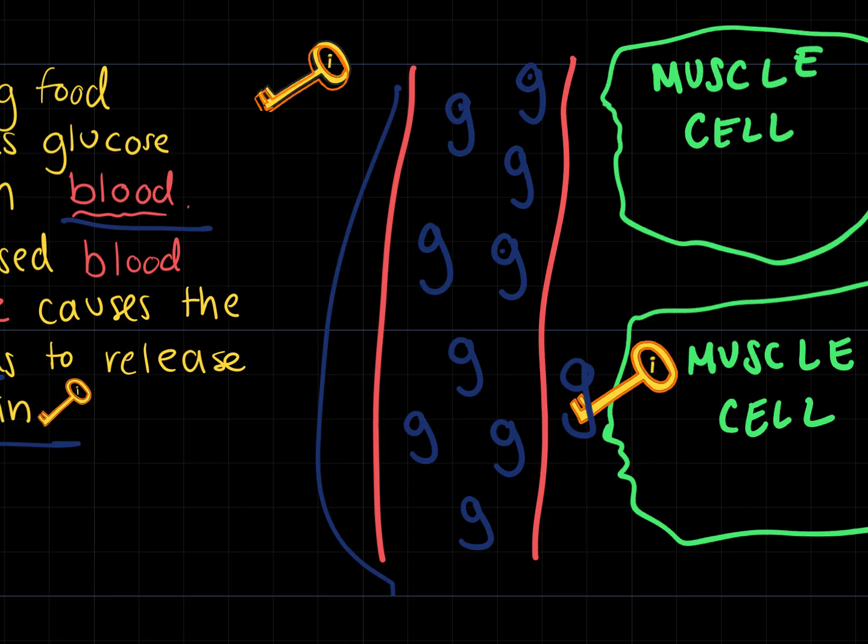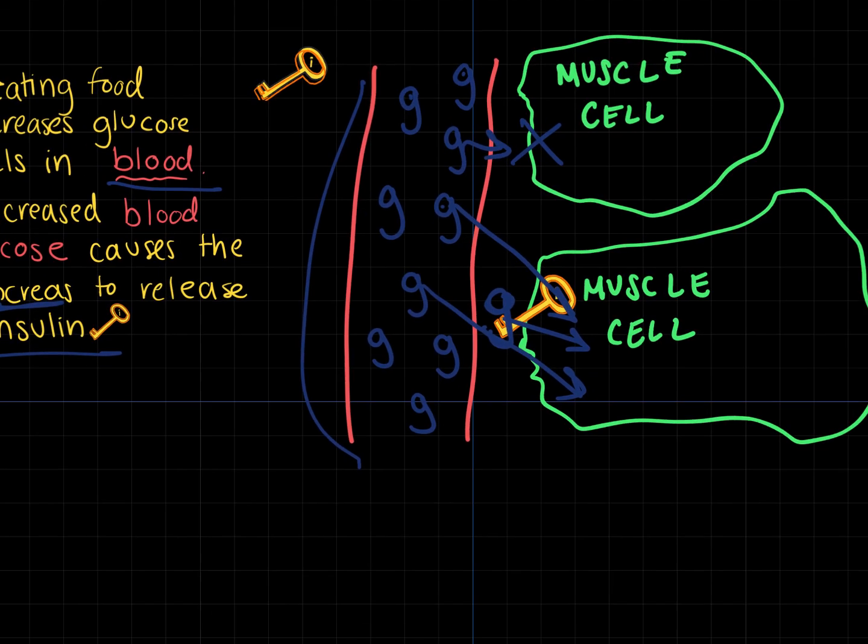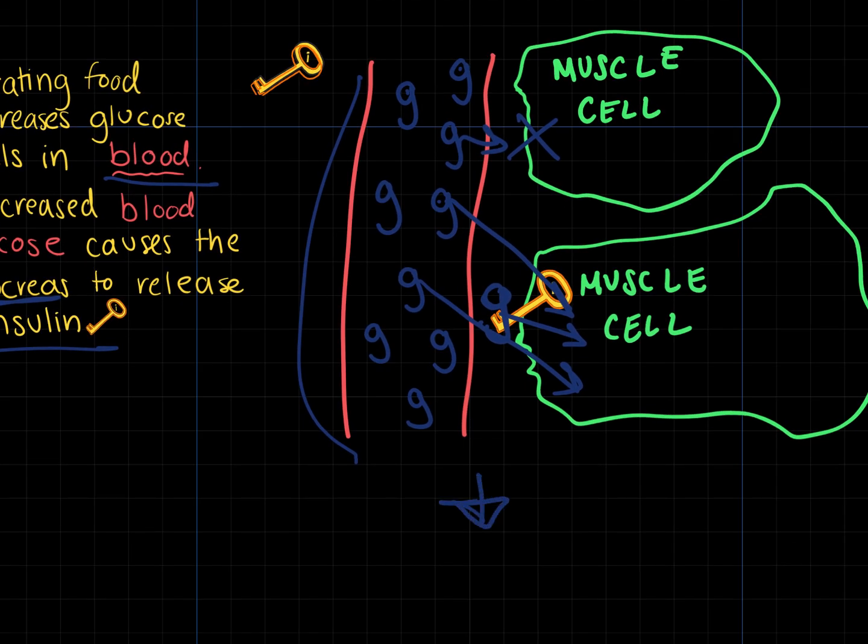So when we have insulin, the reason we're showing it as a key is because it basically unlocks the cell and allows this glucose to enter the cells. So without insulin at all, glucose cannot enter the cells. With the insulin, that's a key that unlocks the cell and allows glucose to enter cells and leave the bloodstream, which decreases our blood glucose levels.